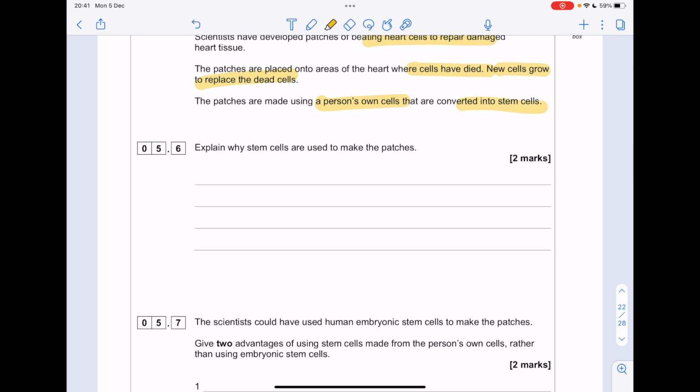It's because those stem cells have the ability to differentiate into the exact type of cell you're after. So, for example, heart muscle cells, which is obviously extremely useful. So they can differentiate or specialize into new types of cell.